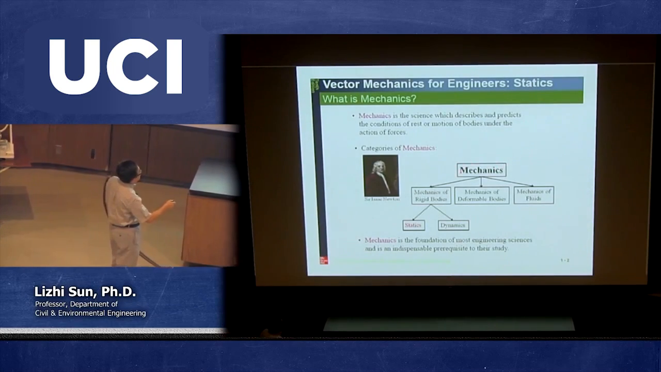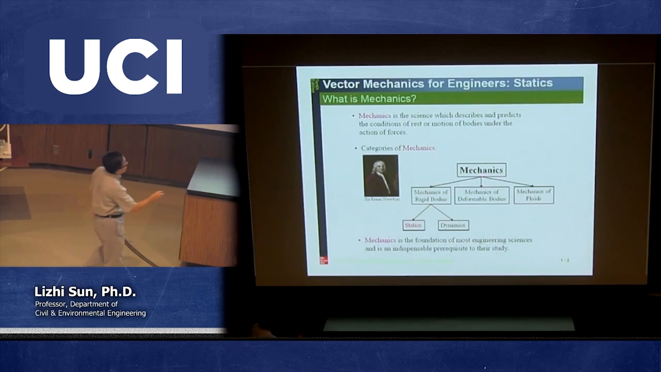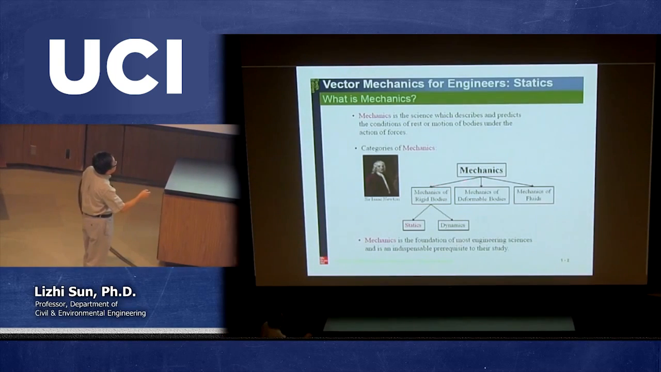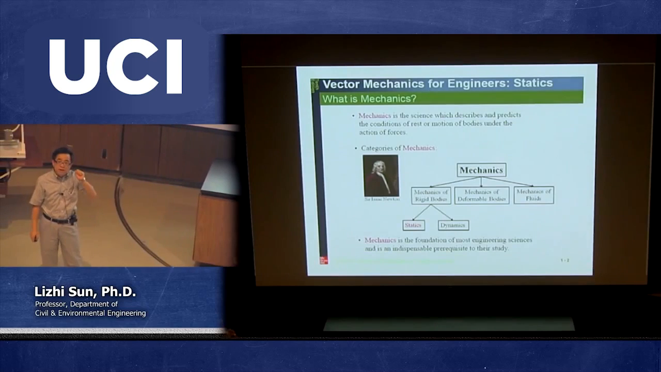But I want to give you the mechanics concept in terms of different categories, because for engineering students, I believe you need to learn step by step. This class is the first one, also called engineering fundamentals. Mechanics can be categorized in three categories. Number one is the mechanics of rigid bodies. Rigid body means it's not deformable.